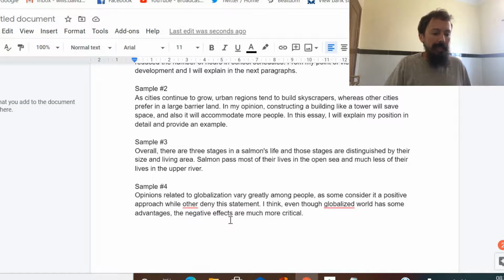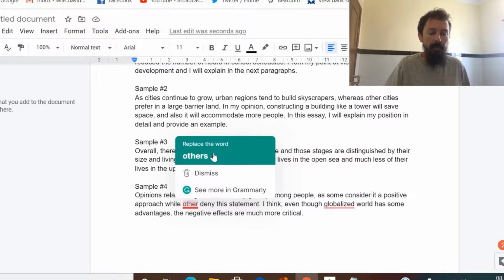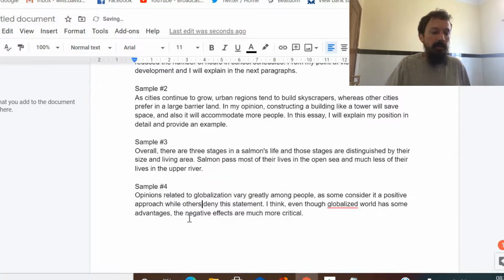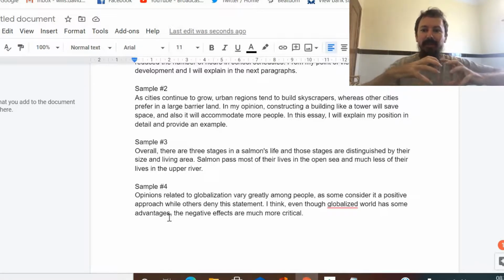While other deny this, just one other person? No. So it would be others. And Grammarly got this correct. Very good. While others deny this statement. So this bit here, I think, comma. Even though globalized world has some advantages, comma. So this is actually very good punctuation. I love to see this. This is something even a lot of native speakers can't do very well. So to contain that extra clause within 2 commas. So good job, whoever wrote this.